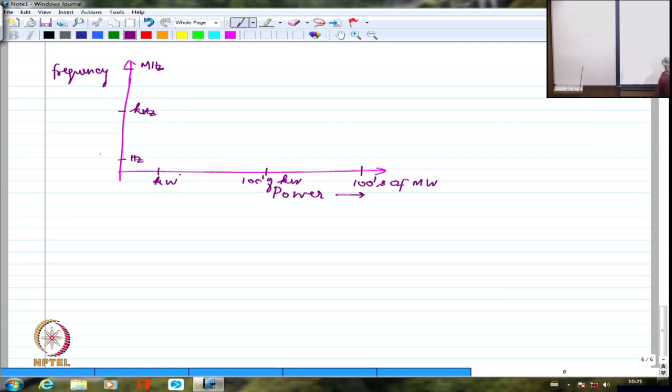Right? So if I look at the intersection of a few kilowatts and megahertz, this is where generally we are going to have MOSFETs being employed. Right? And if I try to look at hundreds of megawatt and few hertz, maybe 50, 60 hertz, maximum 600, 700 hertz. That is where thyristors are employed.